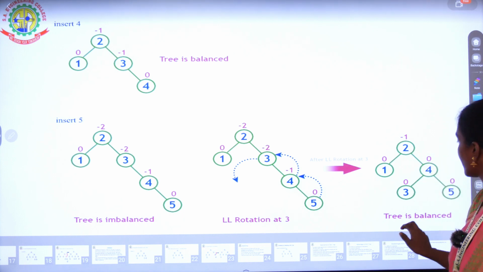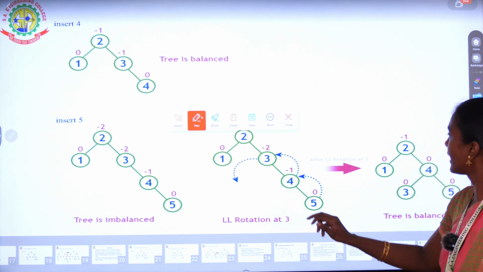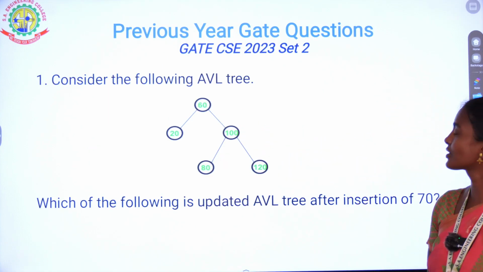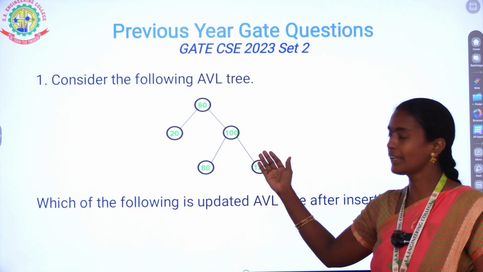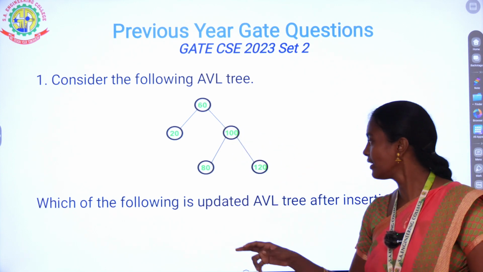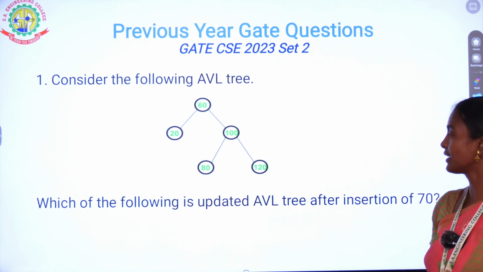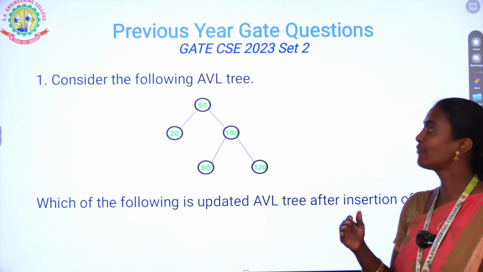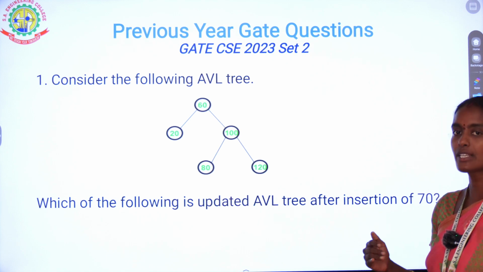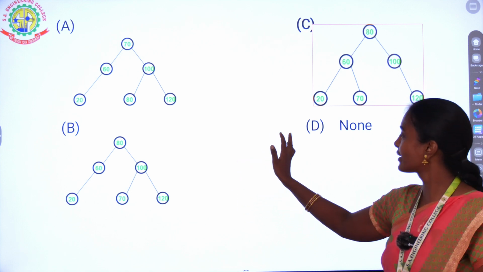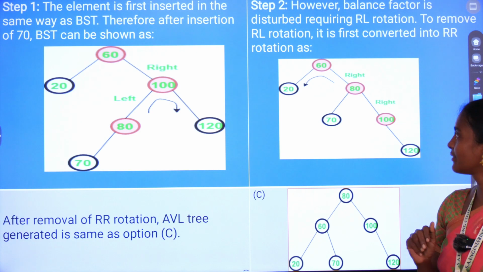So now we are going to see a last year GATE example. Consider the following AVL tree. Here the tree is given. Which of the following is the updated AVL tree after insertion of 17? The given tree is here. We have to insert 17. After the insertion, the tree will be like one of the options here. The solution is to be derived here.